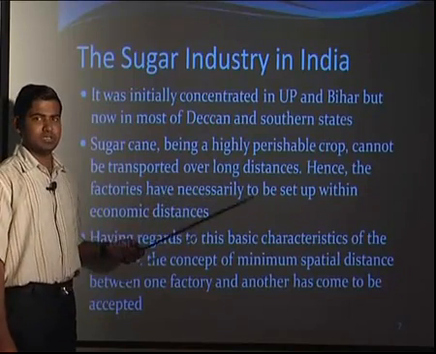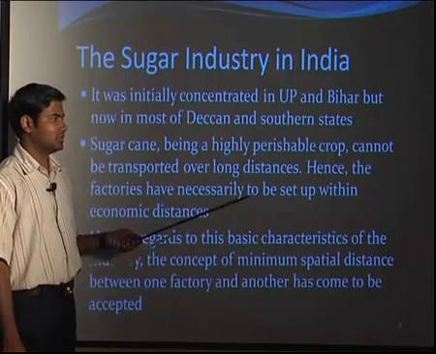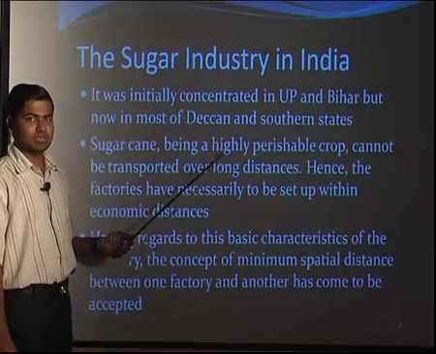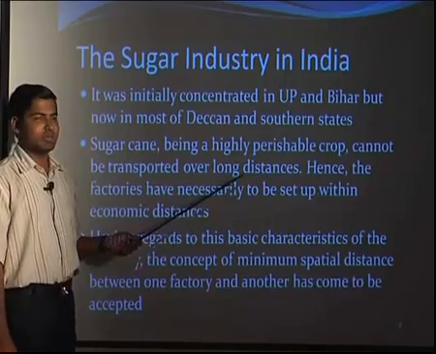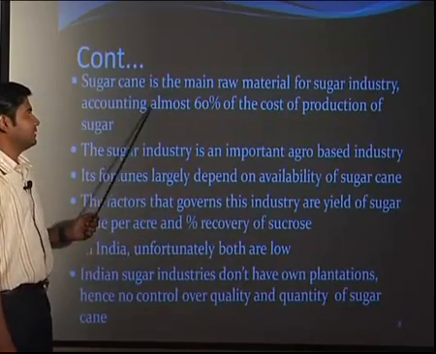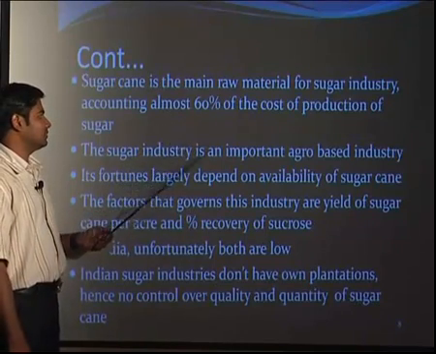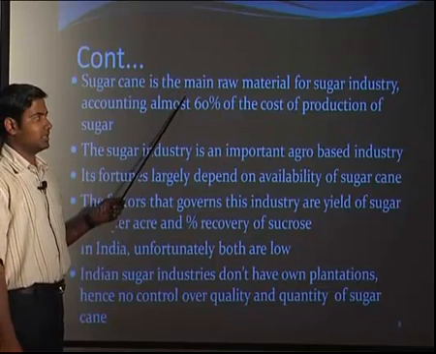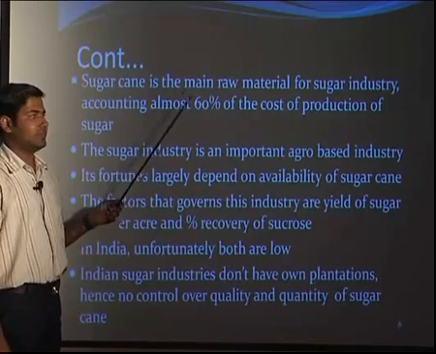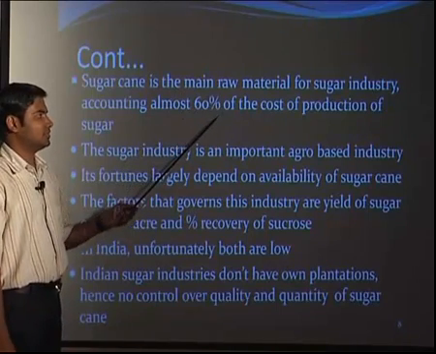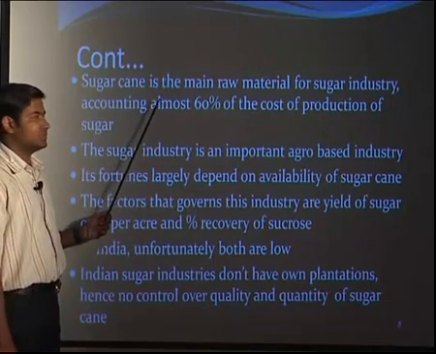There are many other industries, like the glass industry, which should be near to the market so that transportation does not cause any damage. Similarly, the sugar industry is near to the raw materials. Sugarcane is the main raw material for the sugar industry, accounting for almost 60% of the cost of production of sugar. So in the sugar industry, sugarcane is the most important, and the economics is affected by the sugarcane.